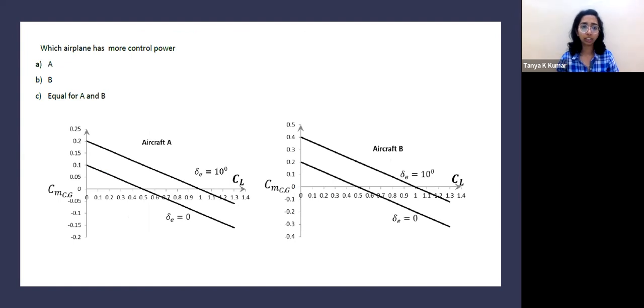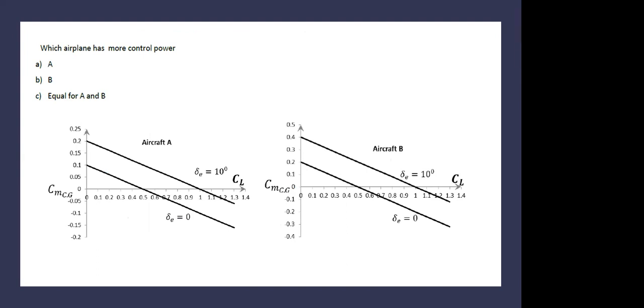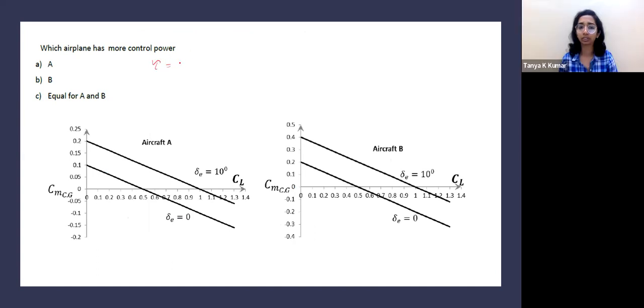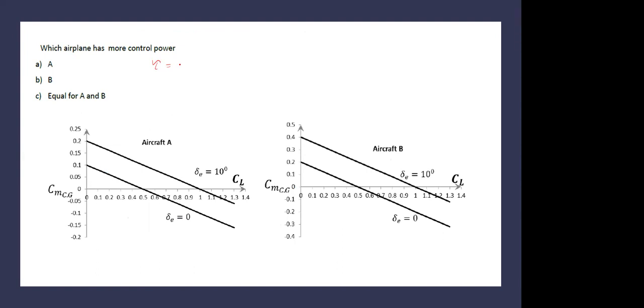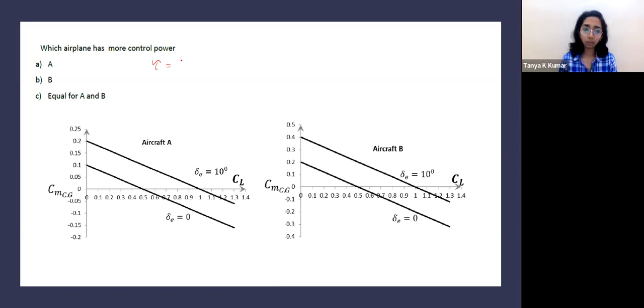Next question. Which airplane has more control power? What was control power? What was the term that we used? Tau. What is tau? What was the equation for tau? I think CH delta E equal to VH into eta into CL alpha T. Okay, tau was d delta E upon d alpha tail.